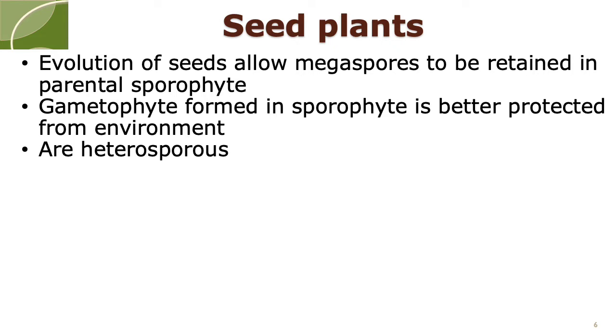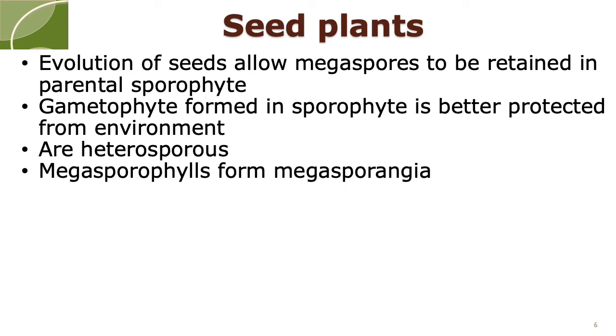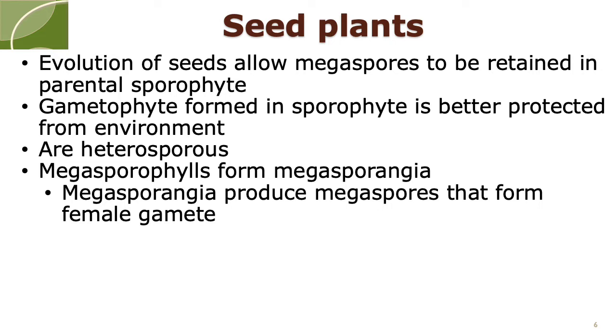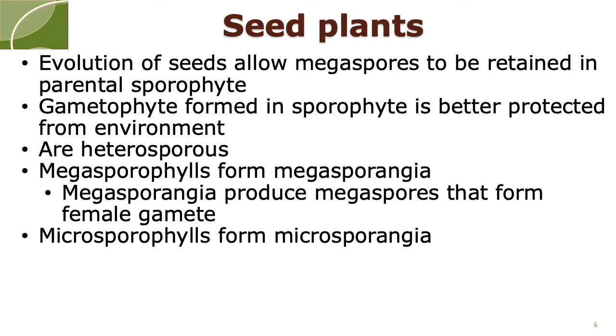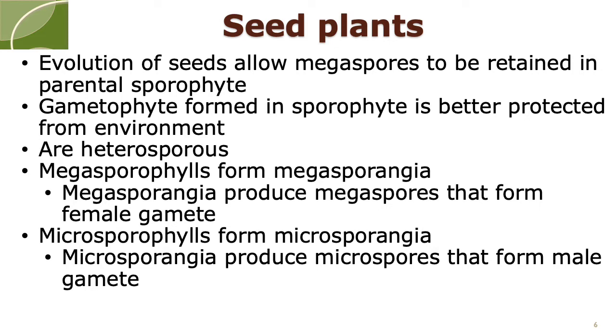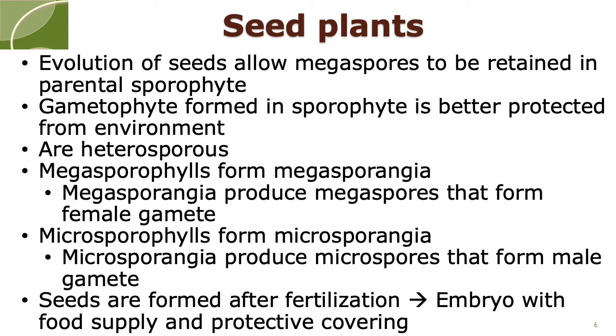Almost all seed plants are heterosporous, and hence they do show the presence of megasporophylls that will form megasporangia. Now, these megasporangia produce megaspores that will ultimately form the female gamete, and they produce microsporophylls that form microsporangia. The microsporangia will produce microspores that form the male gamete. The seeds are formed after the fusion of the male and the female gamete, which is after fertilization. And the zygote that is formed then undergoes developmental processes to form an embryo.